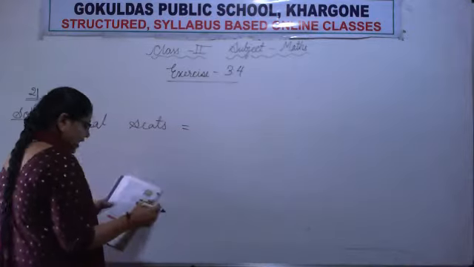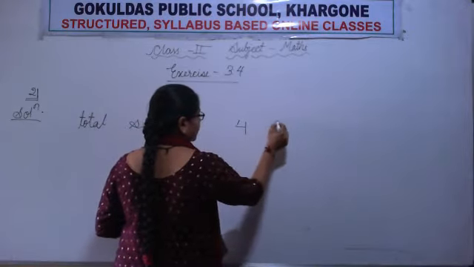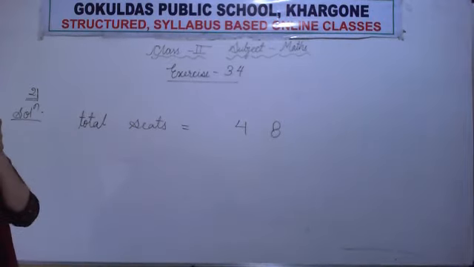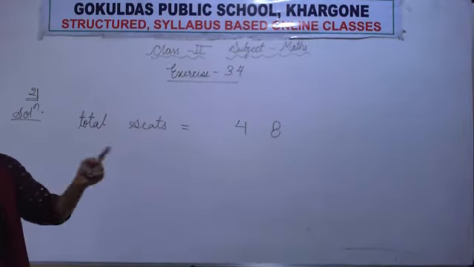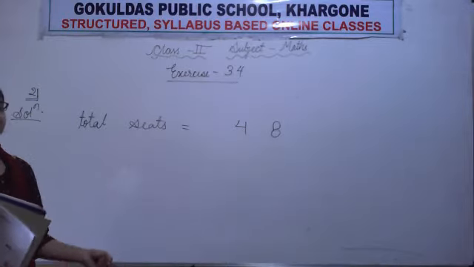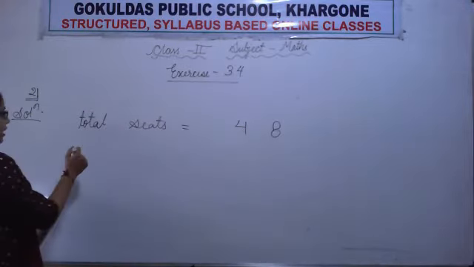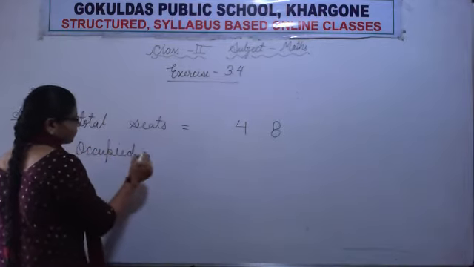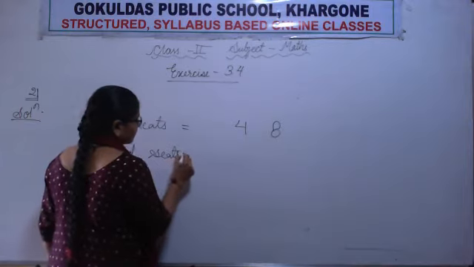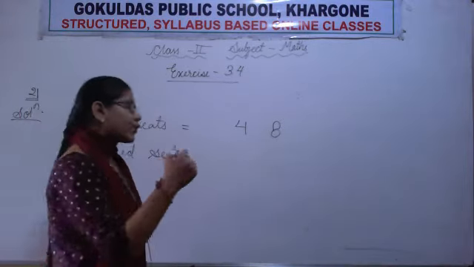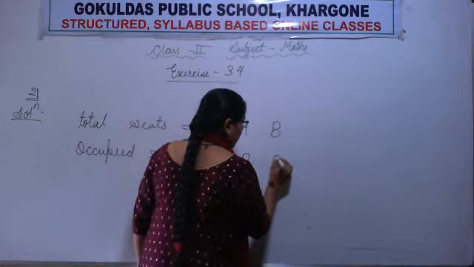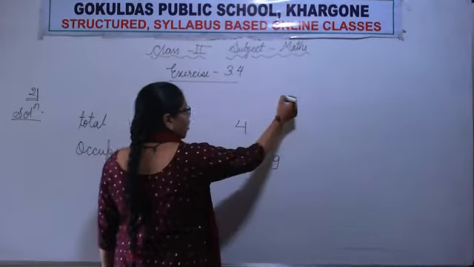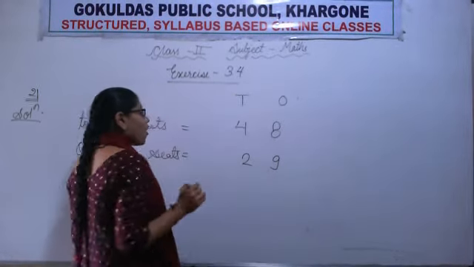How many total seats are there? 48. Now 29 people are traveling. If 29 people are traveling, it means those 29 people will occupy 29 seats. So we'll write occupied seats. How many people are traveling? 29. So by those 29 people, 29 seats will be occupied. And do not forget to write about tens and ones.